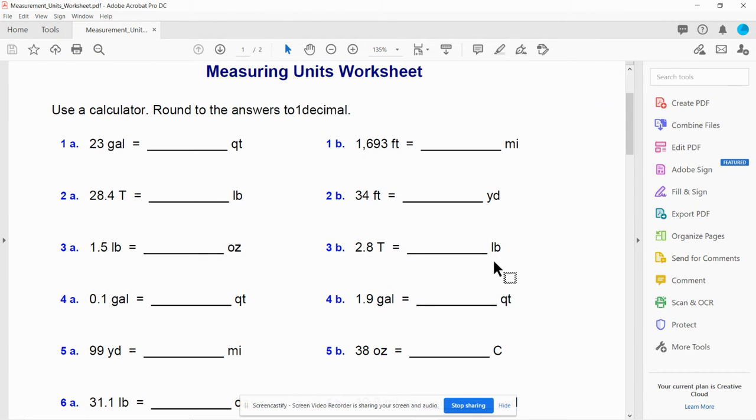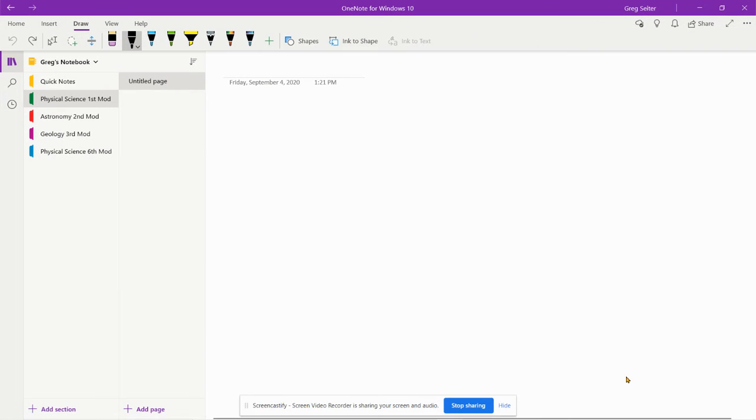Okay, so measuring units worksheet. Use a calculator and round to 1 decimal point. So the first step, read the problem. 1A, 23 gallons equals how many quarts? Once we've read the problem, we're going to write that down. 23 gallons equals how many quarts?